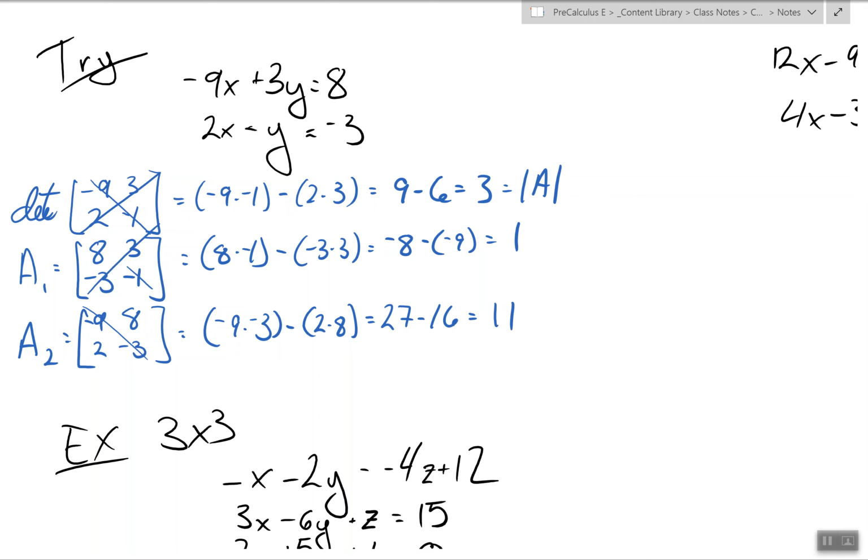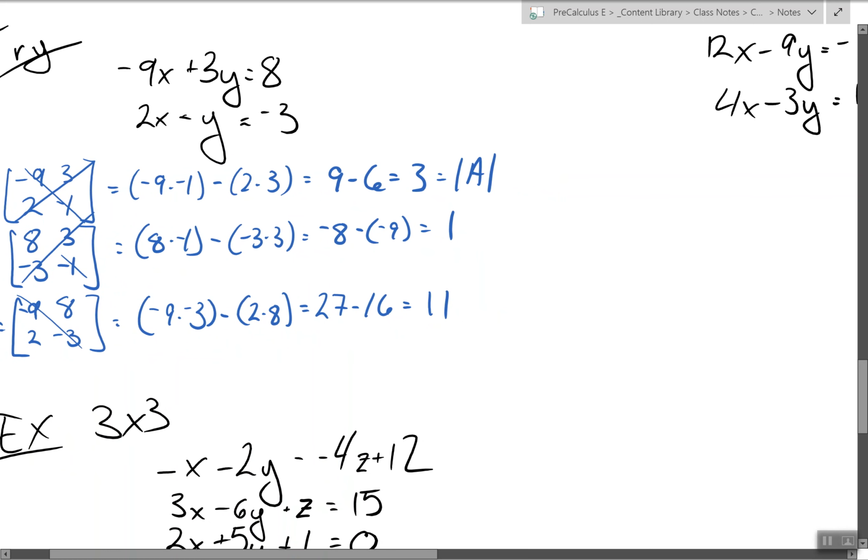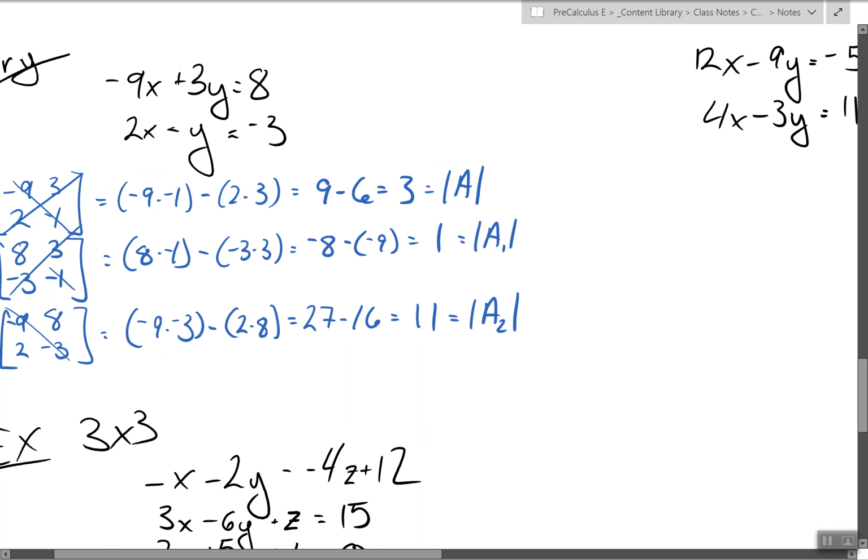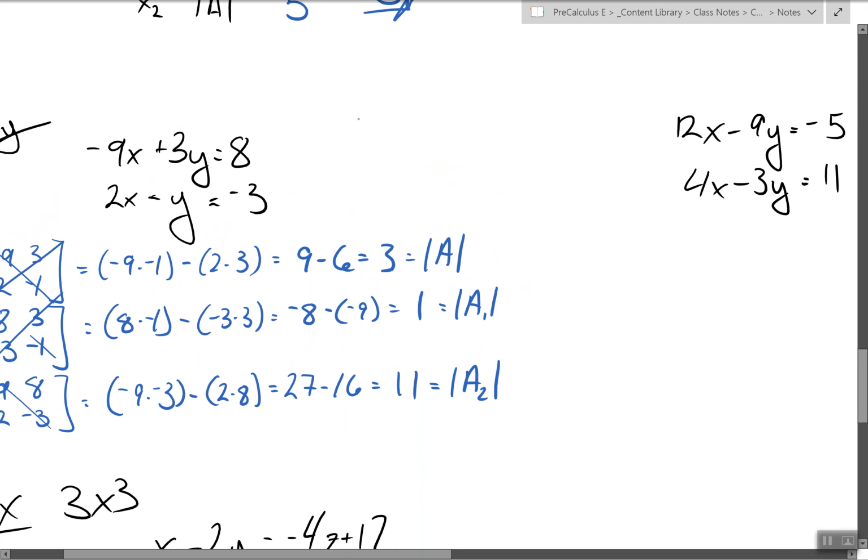So not pretty answers it's going to look like here, but that's okay. They don't have to be nice. Just mentioned that they were starting us off with something easy, but now they've kind of kicked it up a little bit. So x is going to be the determinant of A1 divided by the determinant of A, and y is going to be the determinant of A2 divided by the determinant of A. So here we'd have 1 over 3, and here we'd have 11 over 3.